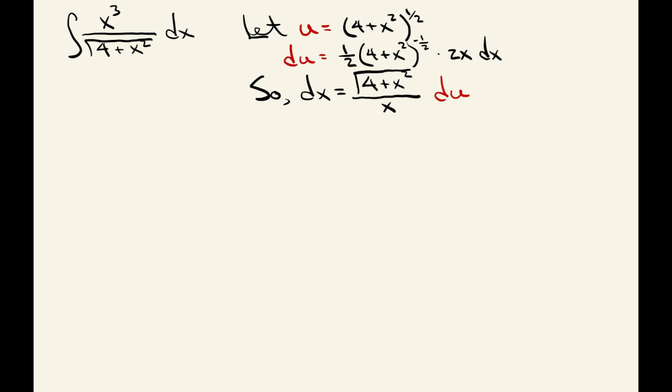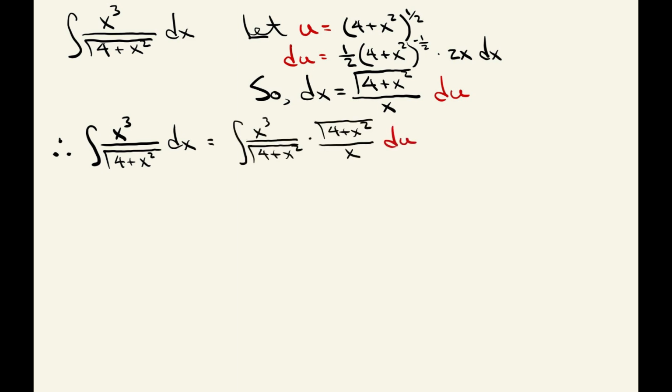If we go back to our integral, we now have that the integral of x cubed over the square root of 4 plus x squared dx is equal to x cubed over the square root of 4 plus x squared times, and then we'll replace dx with the expression that we found, the square root of 4 plus x squared divided by x du. Conveniently, the square root of 4 plus x squared terms go away together, and we're left with x cubed over x. In other words, we've whittled this integral down to x squared du.